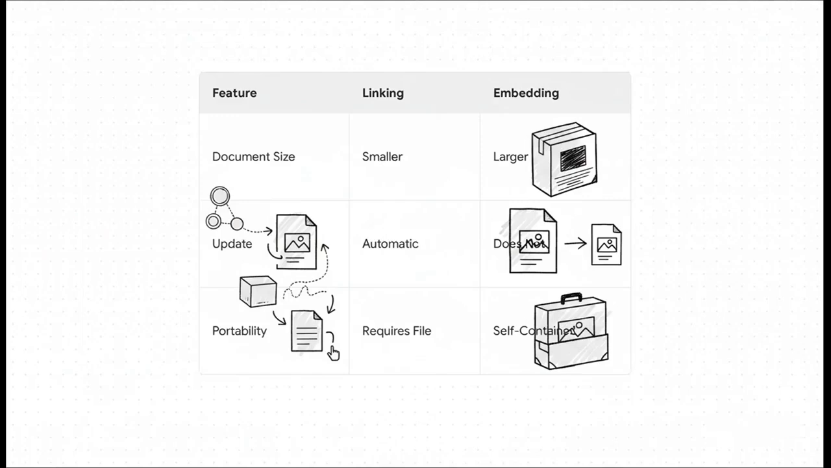Linking is great because it keeps your document size really small. And here's the magic part. If you go and edit that original image file, it updates automatically in your document. Pretty cool, right? The catch is, the image isn't really in there. So if you send the document to someone, you have to send the image file too. Embedding makes the document bigger, but it's totally self-contained. You can send it to anyone, no problem. The trade-off? That image is frozen in time. Any changes you make to the original won't ever show up.